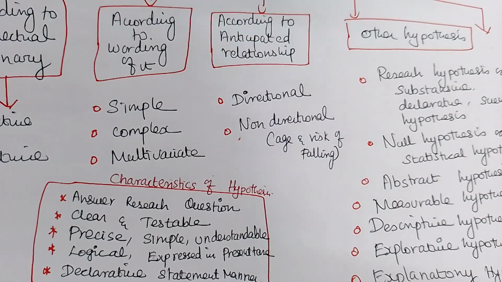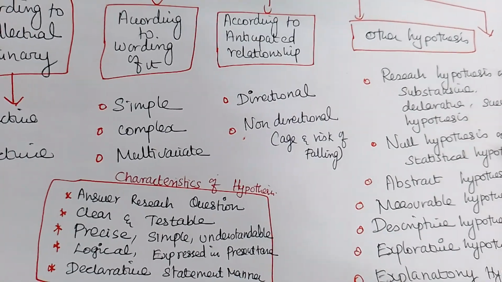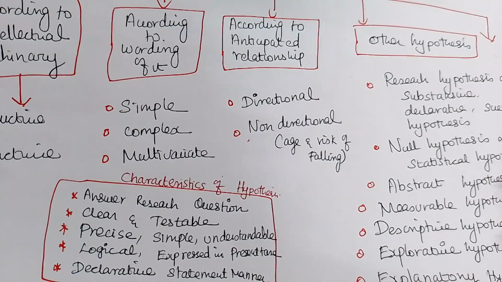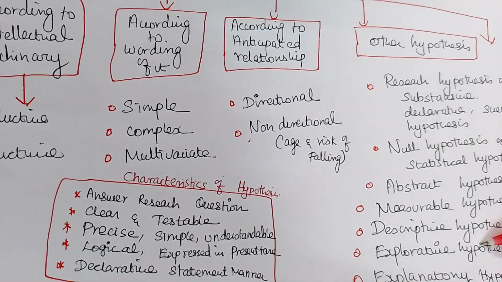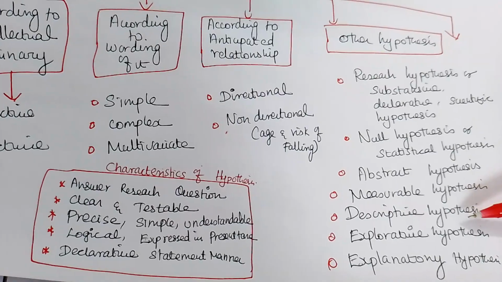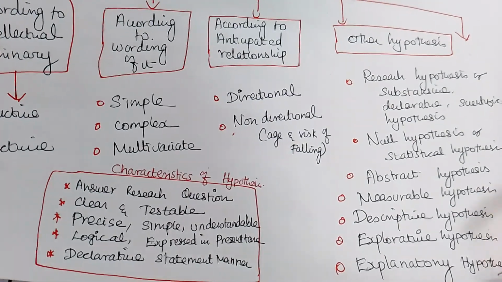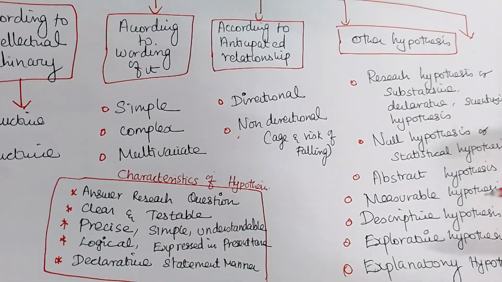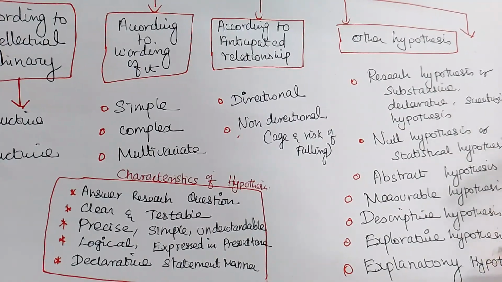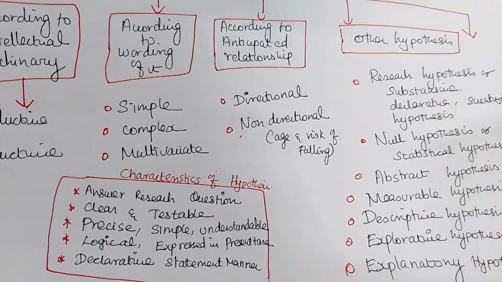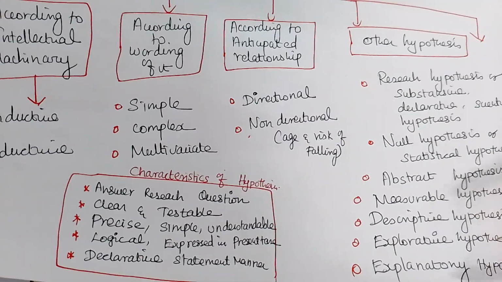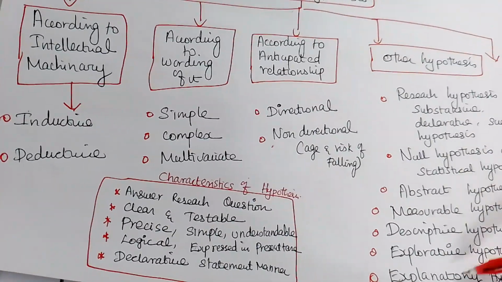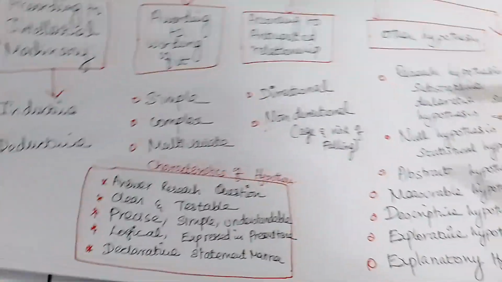Some hypotheses can be described. It is describing the phenomenon, so it's called the descriptive hypothesis. Explorative hypothesis, explaining the phenomenon. Explanatory hypothesis, it's explaining the hypothesis. If you do the correlational, some hypothesis will be explaining the fact. So these hypotheses are explanatory and explorative hypotheses.